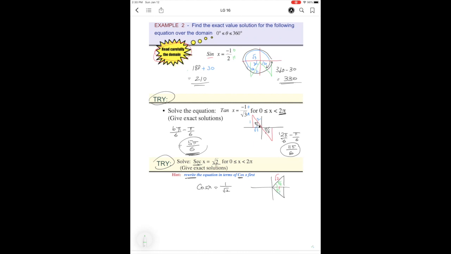And now to get the answers, well, the first one is itself because it's in quadrant 1. The next one is 2 pi minus pi over 4. Make that an 8. Oops. So we get 7 pi over 4. So those are your two answers.